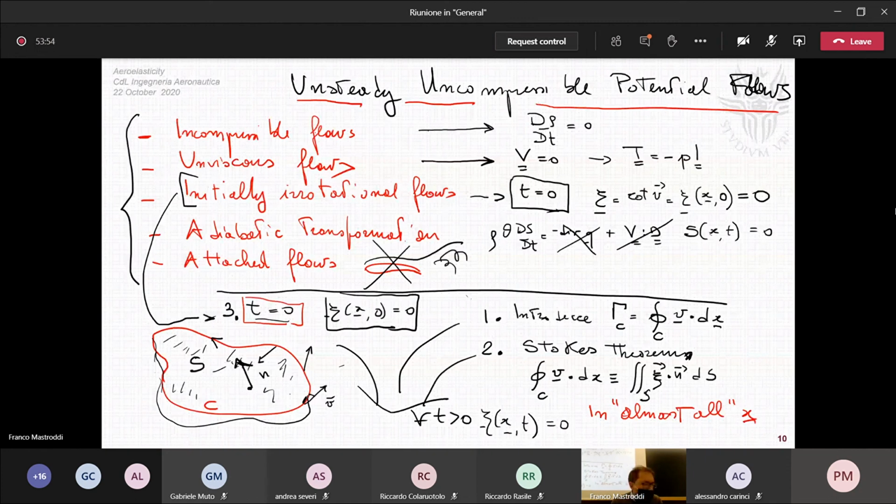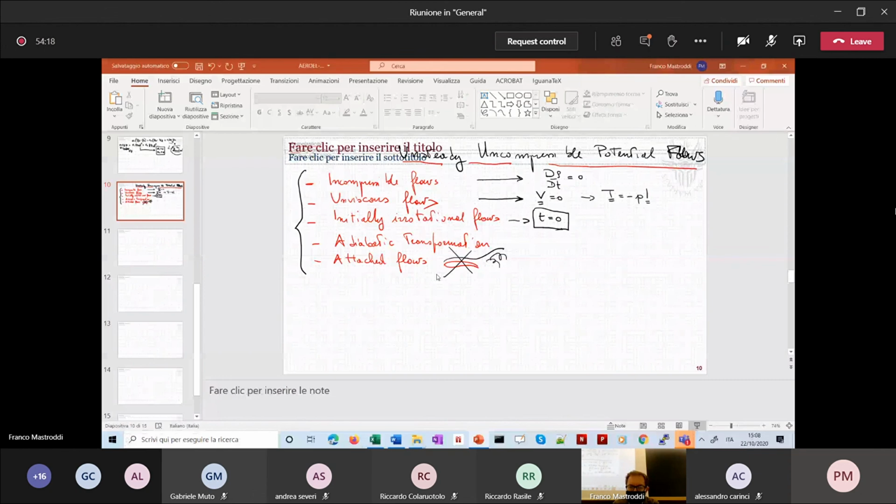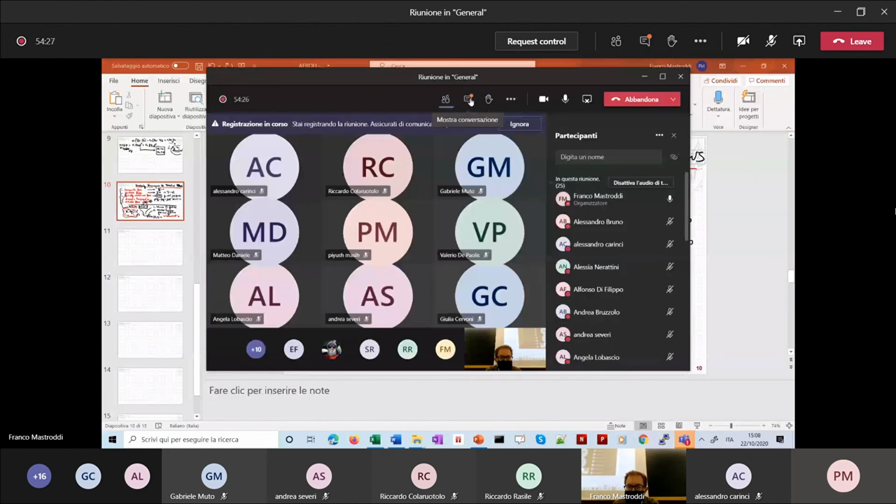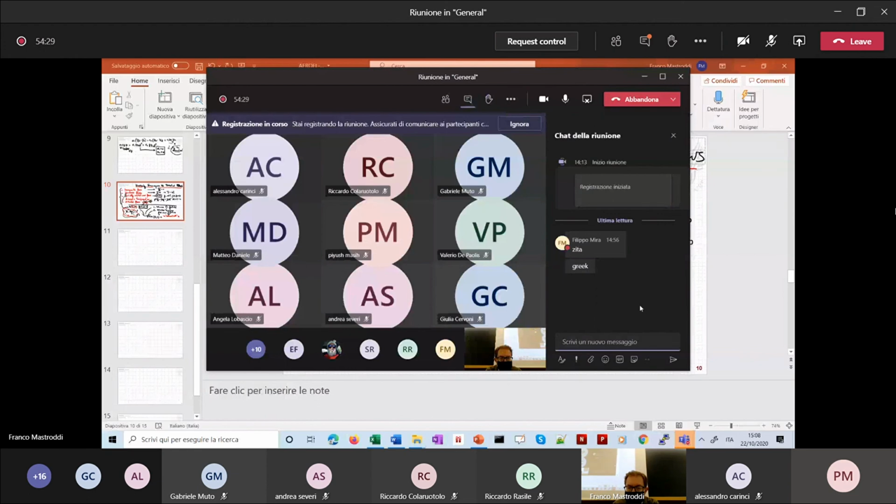Okay, I want to stop here after the first hour, and in the second hour I will demonstrate this key point for understanding the steady and compressible flow, for understanding the unsteadiness of the flow. Okay? Okay. Yes, it's Greek zeta.